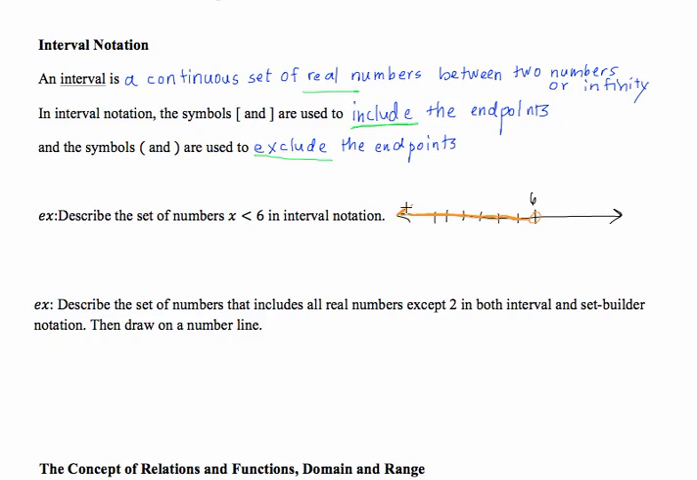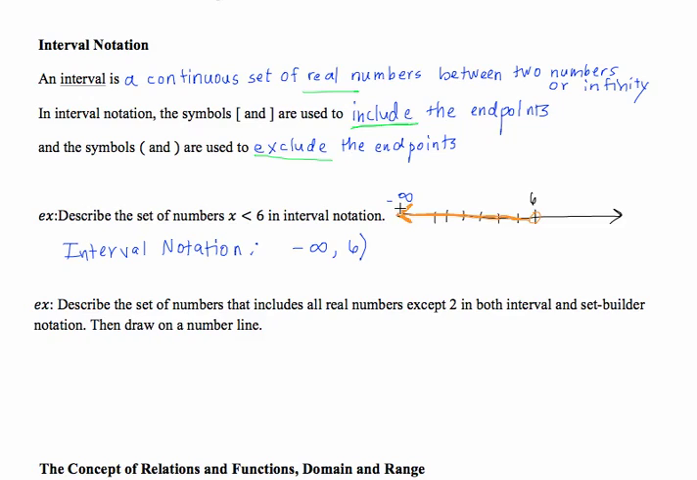Okay, there's the set. Now in interval notation, you start at the lowest number included in the set, and you go up to the highest number, and you only list those two numbers. Technically there's not a lowest number here. It goes all the way to negative infinity. So that would be what we write first: negative infinity, comma, 6. Now 6 is not included in this set of numbers, so we use a parenthesis on that end.